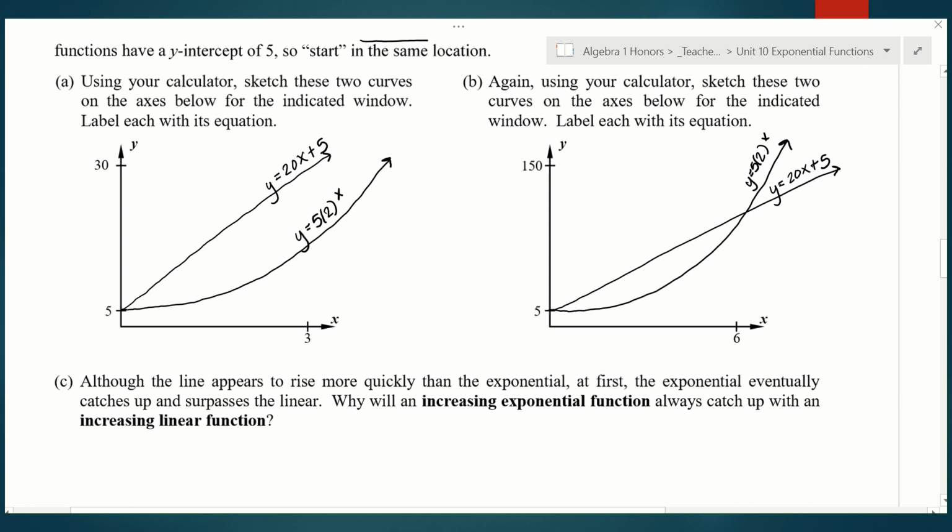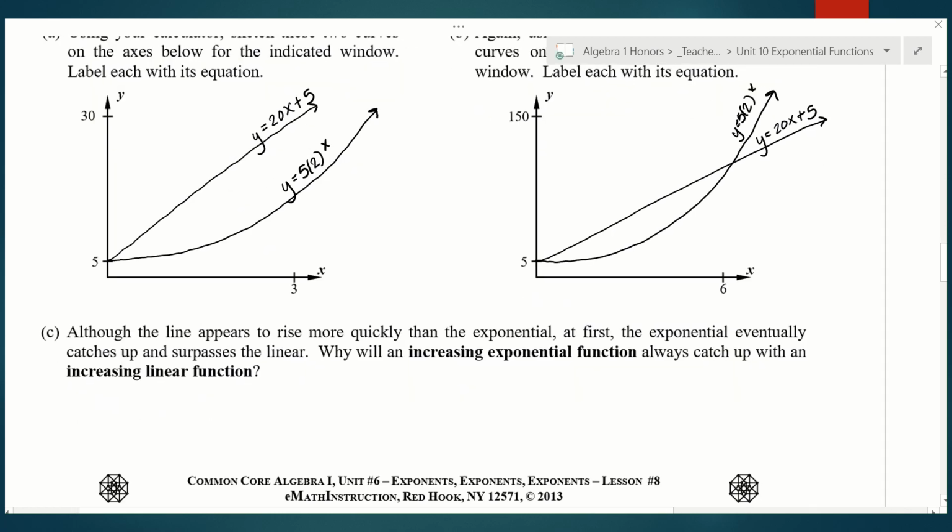And the reason is because it's increasing at a constant ratio versus a constant difference. Okay, so your line, you're just adding the same number every time, whereas in an exponential function, you're multiplying by the same number every time. And so if you think about that, it's always going to be faster when you're multiplying by some number than when you're adding a number. Okay, so that's how we want to explain this.